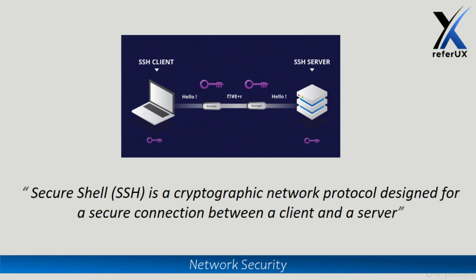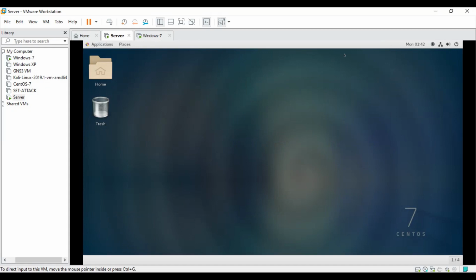In this tutorial, I explain how to generate SSH keys on a CentOS 7 system, and I'll show how to set up SSH-based authentication and connect our remote Windows machine to CentOS without entering any password. So let's begin. First, I will open the terminal of my server.